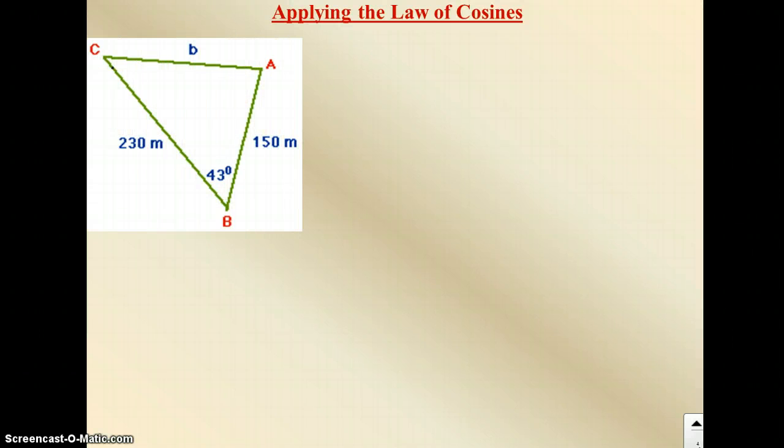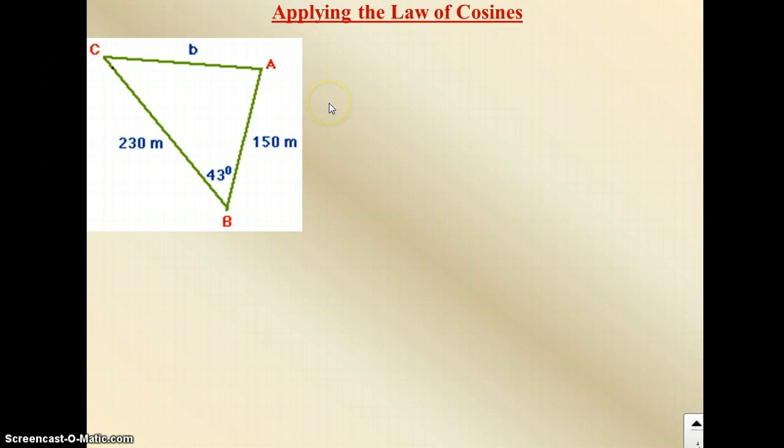So given this situation, I'm going to find little side b. Anytime we're looking for an unknown side and I want to use the cosine law, we need to know the other two sides and the enclosed angle, the angle between those two sides. If we have this situation, we can use the cosine law.